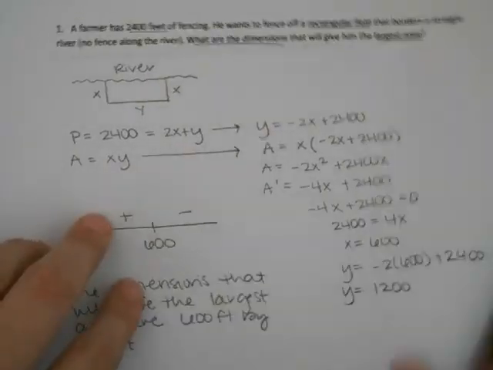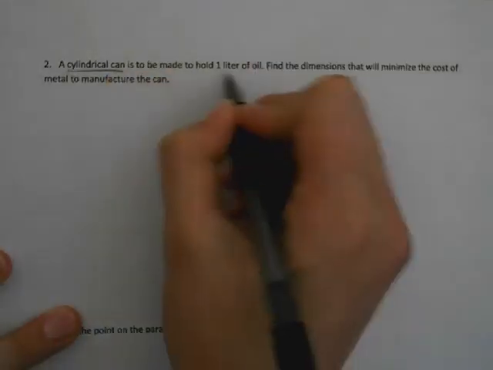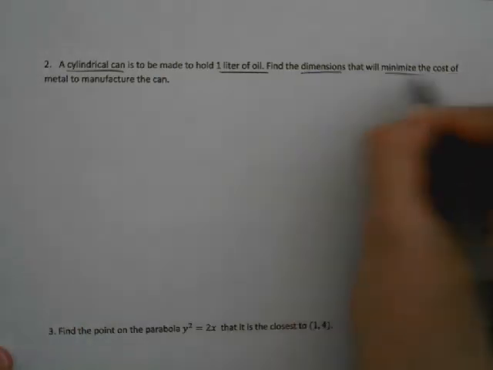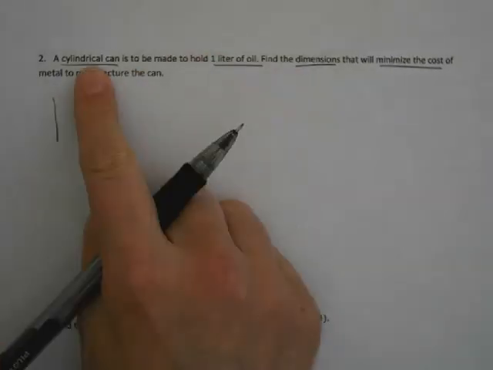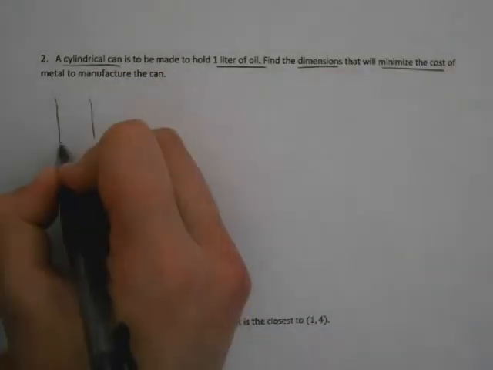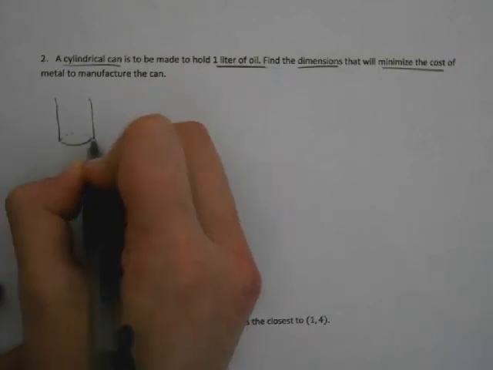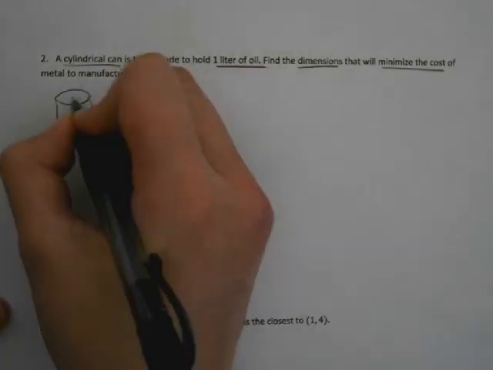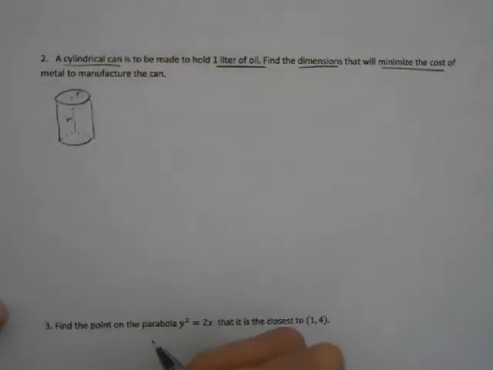All right, next it says a cylindrical can is to be made to hold 1 liter of oil. Find the dimensions that will minimize the cost of metal. So find the dimensions, and we want to minimize the cost. So first, I already went ahead and highlighted and marked on the problem. I'm going to go ahead and draw a picture now. There's my cylinder. And there's the radius, and there's the height.